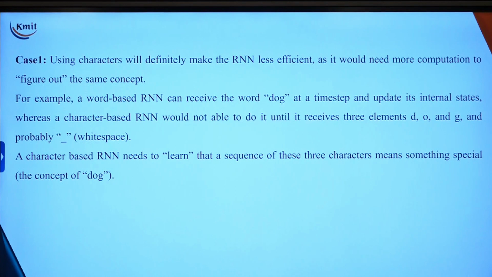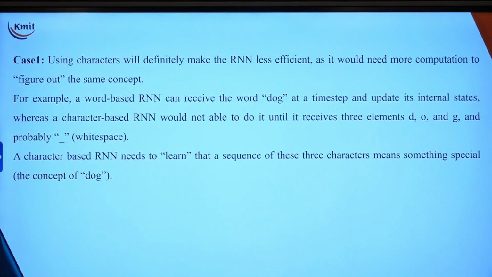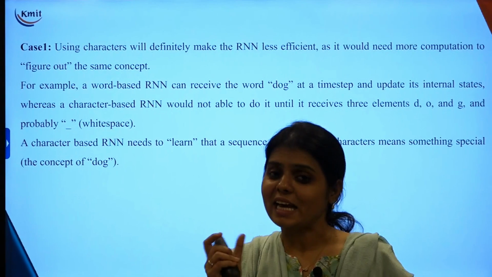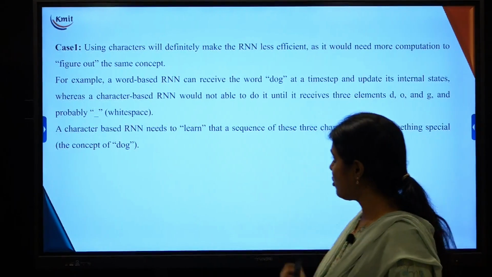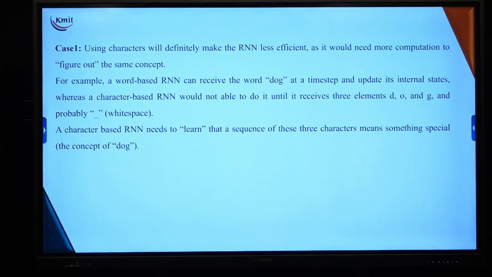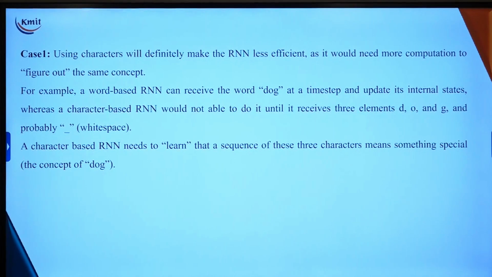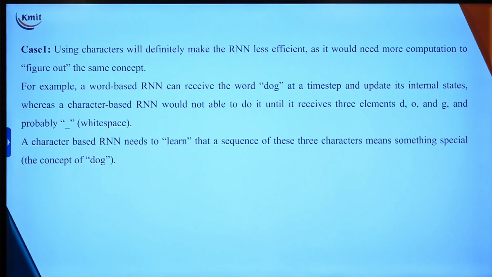Now let us consider two ambiguities, or two important points, when we talk about feeding characters. In the first case, using characters will make the RNN less efficient. Why? Because the computational cost would be more.